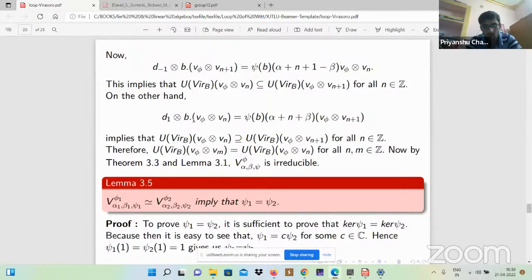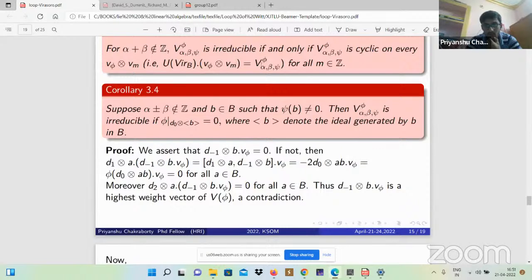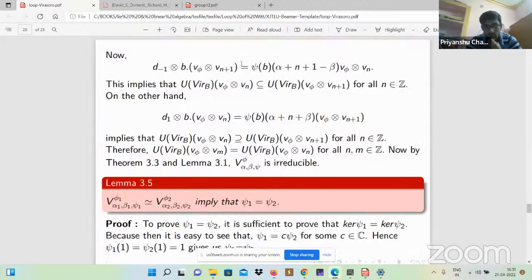On the other hand, D_1 ⊗ b of φ ⊗ v_n equals ψ(b)(α plus n plus β) φ ⊗ v_{n+1}. This implies U(Vir) of V^φ ⊗ v_n is a superset of U(Vir) of V^φ ⊗ v_{n+1} for all n in J. From these two, we have U(Vir) of V^φ ⊗ v_m equal to U(Vir) of V^φ ⊗ v_n for all m, n in Z. Now, we have that V^{φ,α,β,ψ} is actually generated by V^φ ⊗ v_m, and these are all equal. Hence, by theorem 3.3, we have that these are cyclic on every V^φ ⊗ v_m, and therefore these modules are irreducible.